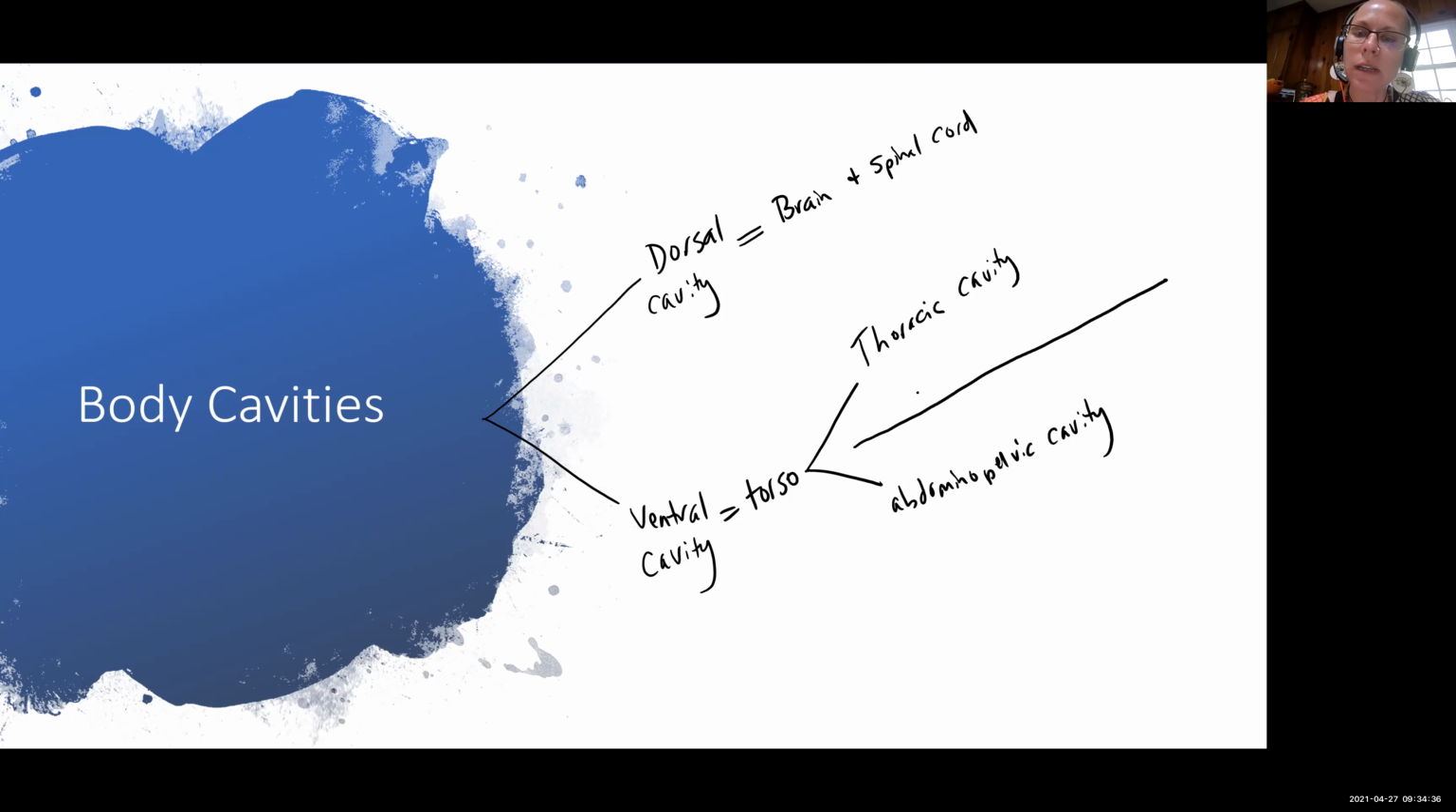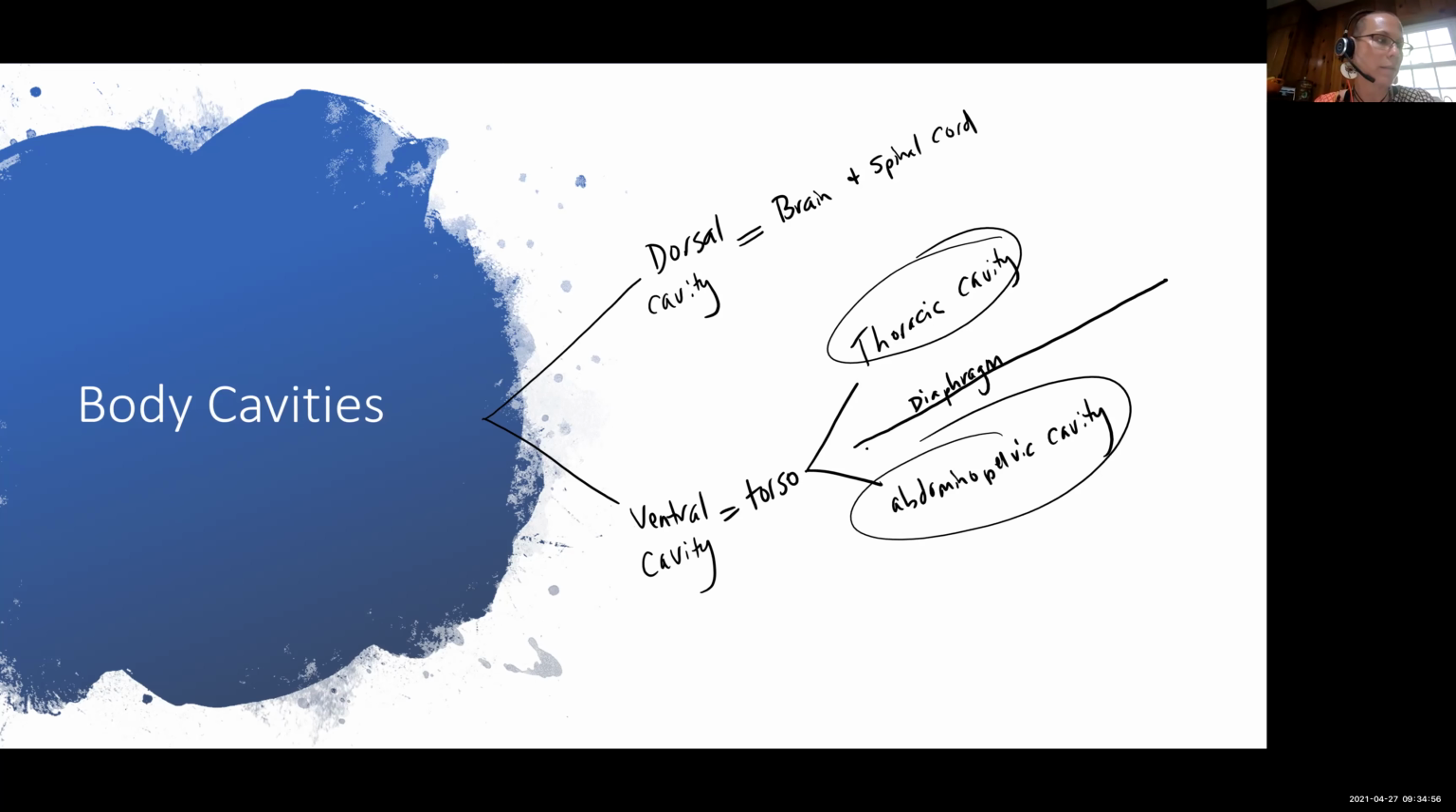Separating these two cavities, we have a skeletal muscle. It's controlled both consciously and unconsciously. The skeletal muscle is called the diaphragm. The diaphragm is separating the thoracic cavity and the abdominopelvic cavities. We should take a look at what basic organs are located in the thoracic and what basic organs are located in the abdominopelvic. So if you take a look in your textbook, chapter 1, you'll be able to get a nice overview there.